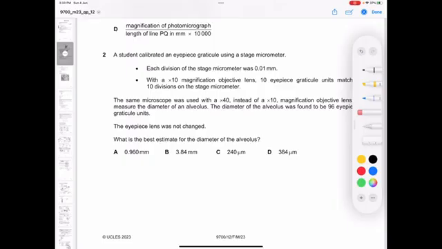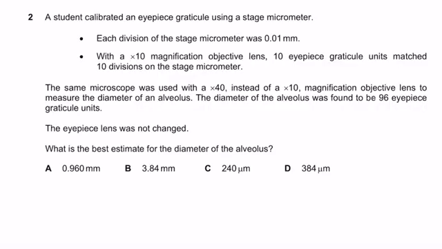Okay, so this is a tricky question, but it's also very intriguing. A student calibrated an eyepiece reticle using a stage micrometer. Each division of the stage micrometer was 0.01 millimeters. Using the times 10 magnification objective lens, 10 eyepiece reticle units match 10 divisions on the stage micrometer. Now, the same microscope was used with a times 40 instead of a times 10 magnification objective lens to measure the diameter of the alveolus.